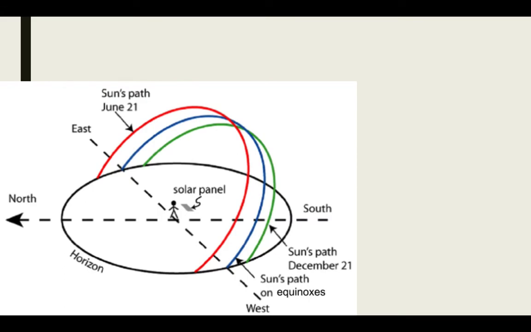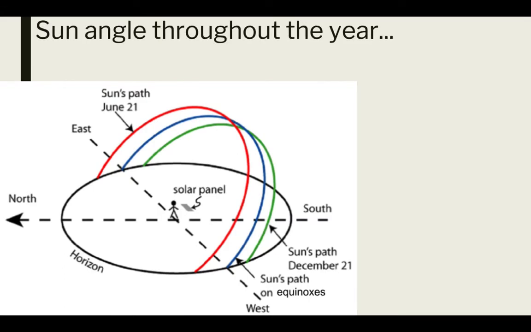Okay, so the next thing is kind of cool. The sun's angle throughout the year. This red line is showing the sun's path in June. So notice that June 21st is the highest that it would possibly reach.